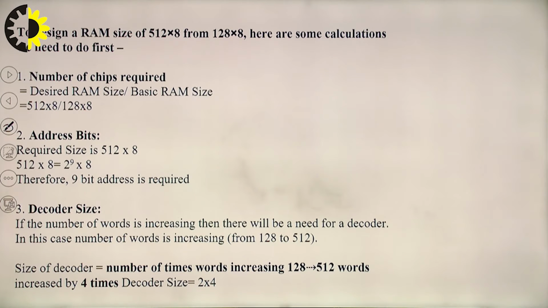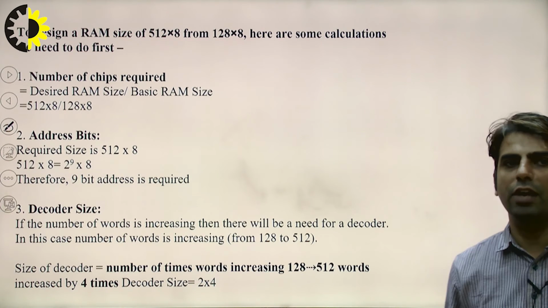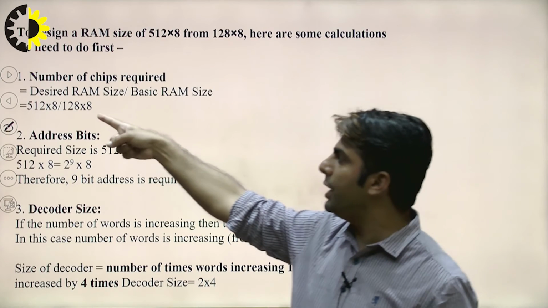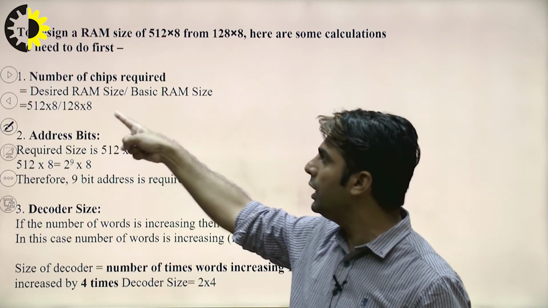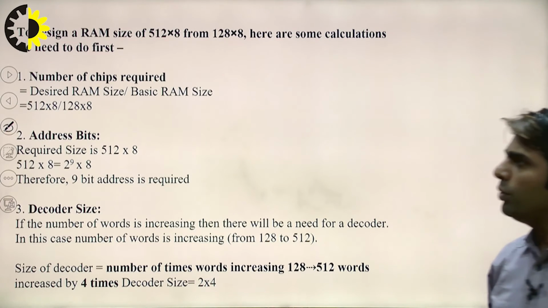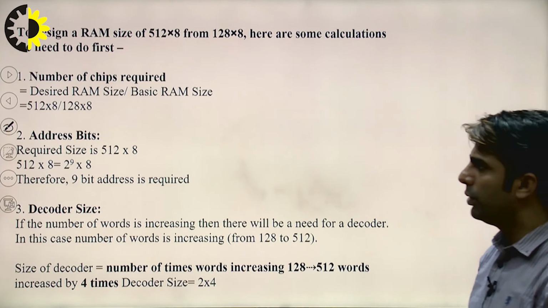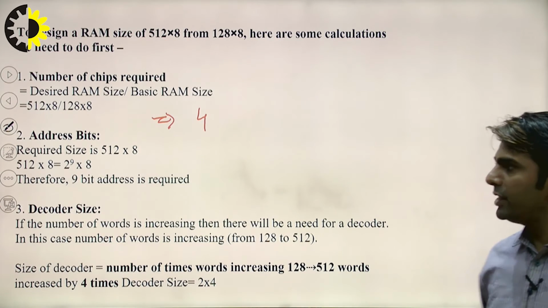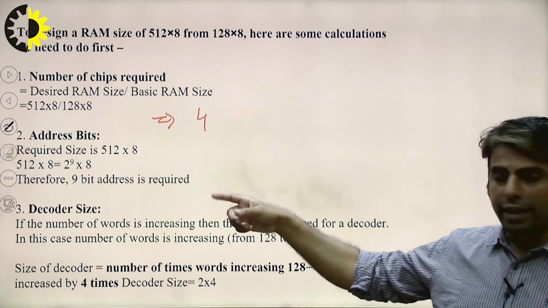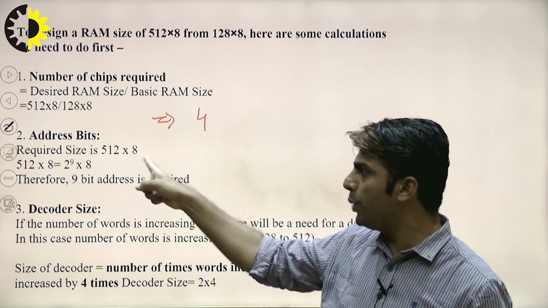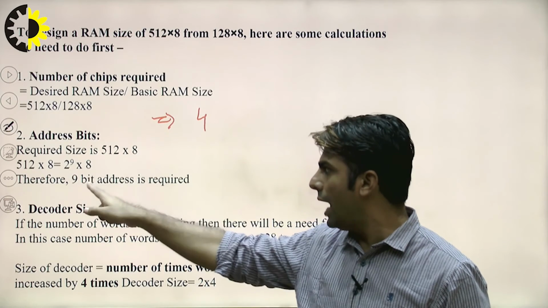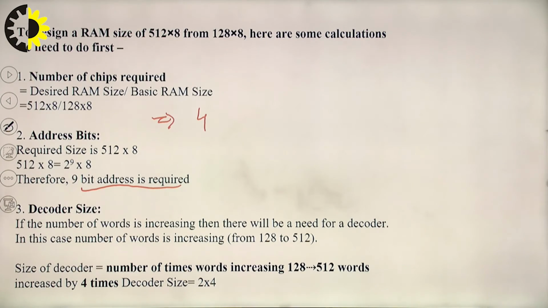The first formula is the number of chips required. That is the desired RAM size divided by the basic RAM size. The desired is 512 into 8 and the basic RAM size provided is 128 into 8. That will give you the number of chips, which will be equal to 4 chips, right? Next is address bits. I have just told you the required size is 512 into 8, so you convert 512 into 2 raised to the power 9, and this 9 bits will give you the address bits.